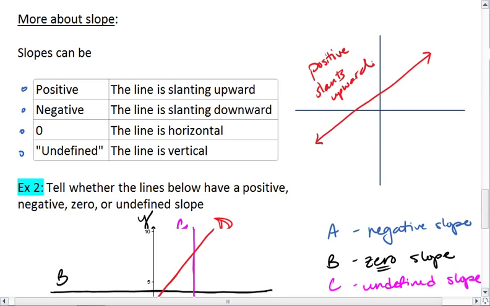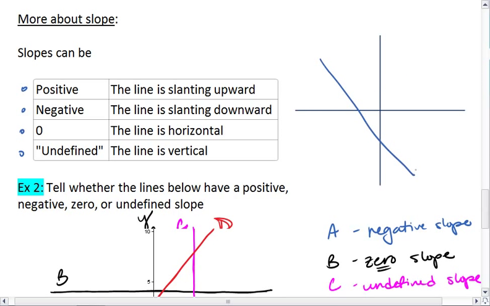If we instead have a line that is slanting down, that means y is decreasing as x increases. That is a negative slope. So a negative slope slopes downward. If we have a 0 slope, that means we have a horizontal line because there's no change in y when x changes.